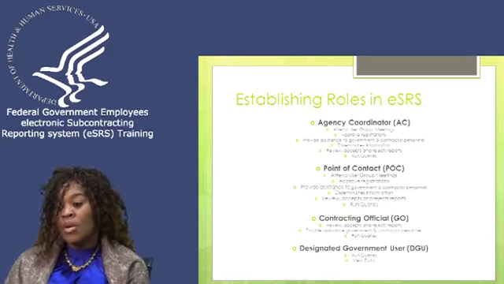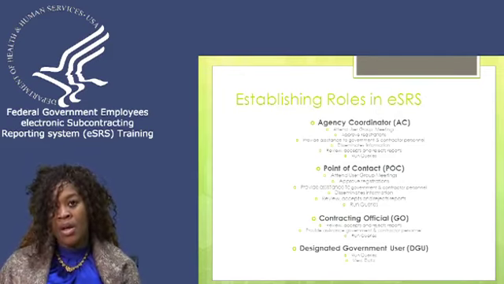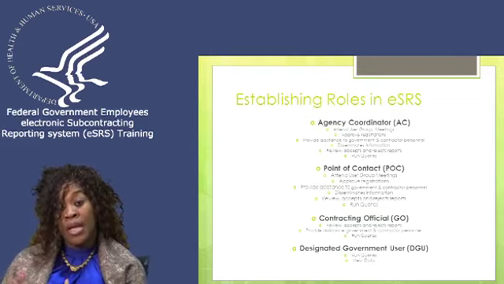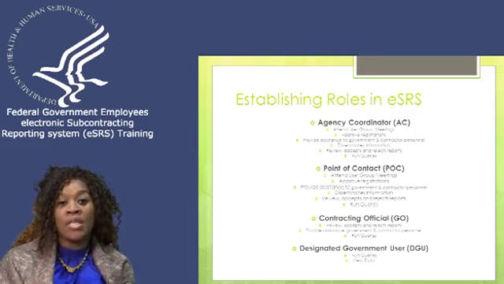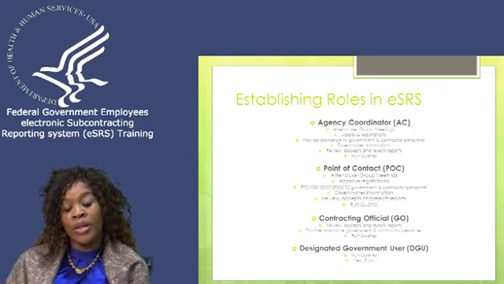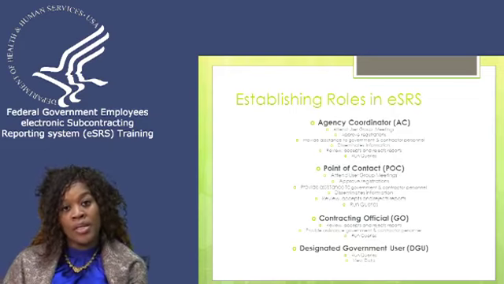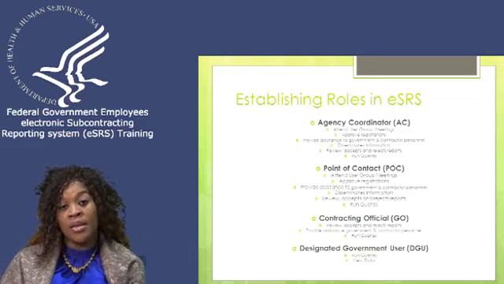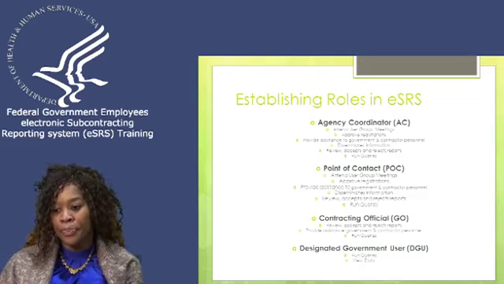What's important is if you have the role and responsibility of reviewing these reports, you must be designated with the right role and the right office. If you are not, you will not be able to see your reports. So if someone has informed you that you have the responsibility of reviewing these reports, you've registered in eSRS, you've logged in, and you see no reports in your queue, it is because you are not registered for the correct office, and you need to contact your agency coordinator and your point of contact at that time.